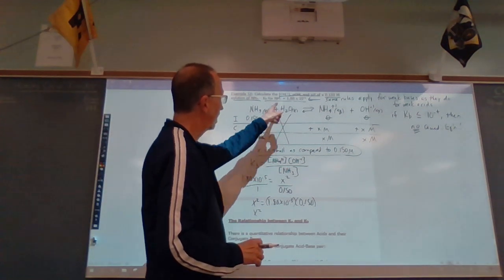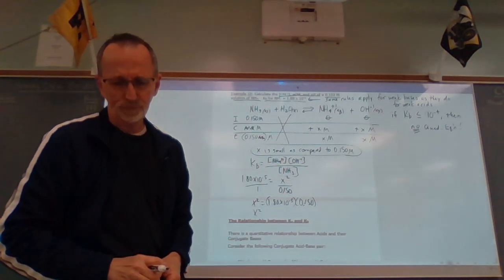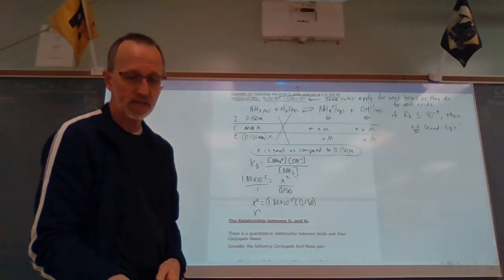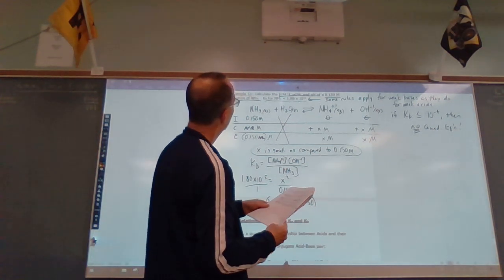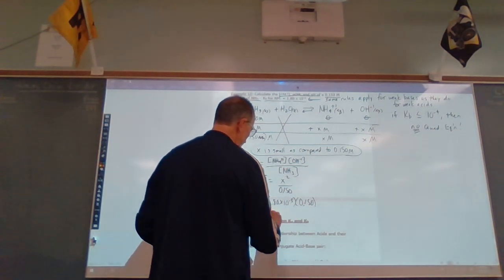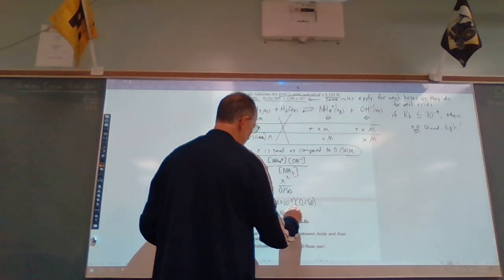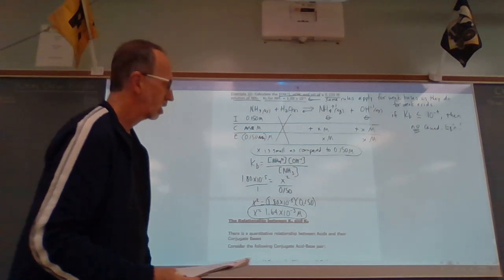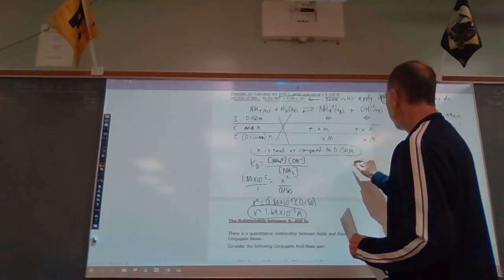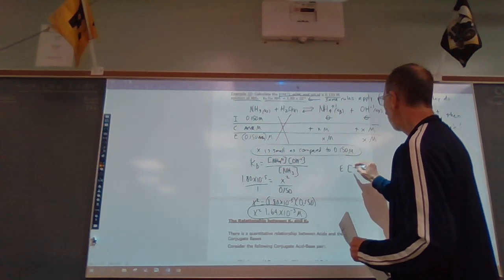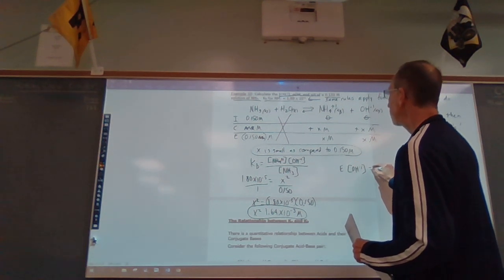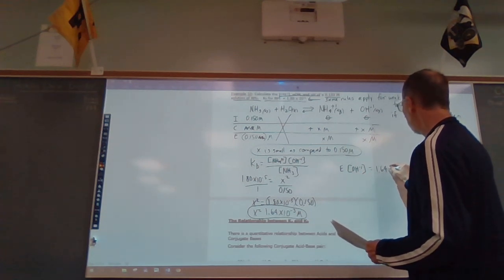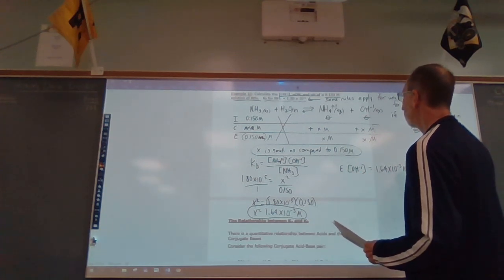Now this is asking us for our concentrations in equilibrium, so we can go ahead and round these to 3 sig figs. 1.64 times 10 to the minus third molar. Okay? So, our equilibrium hydroxide concentration, which is asked for, is 1.64 times 10 to the minus third molar.